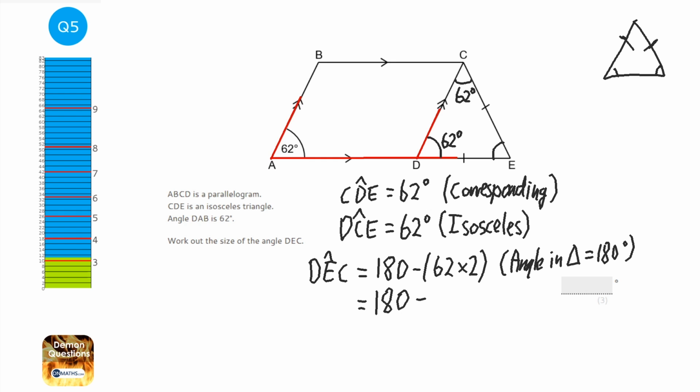Okay, so that's going to be 62 times 2. Well, 60 times 2 is 120, so it'll be 124. And then when you take that away from 124, you're going to get 56. Okay, so the angle's going to be 56 degrees.